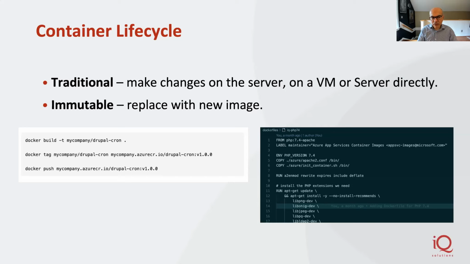With the container approach, you've probably heard the term immutable. Every time you make a change, you build a brand new image. Everything is baked into the image and tagged with the new version, and then pushed onto a container registry. So that is the container lifecycle model. Before you even get into the whole Kubernetes space, this is one of those things where you need to get some sort of a process like this in place in your organization, automated or not.